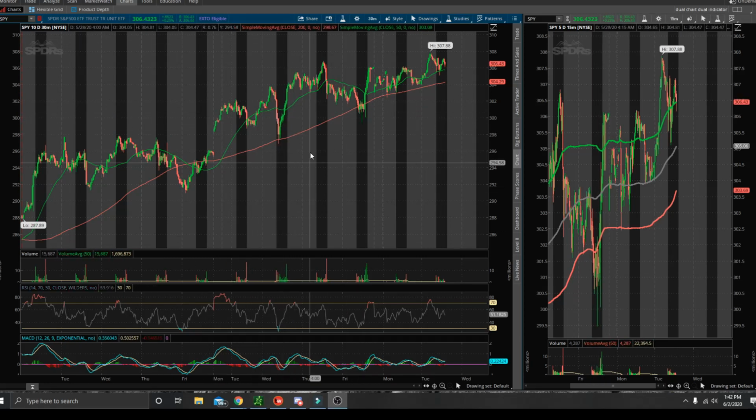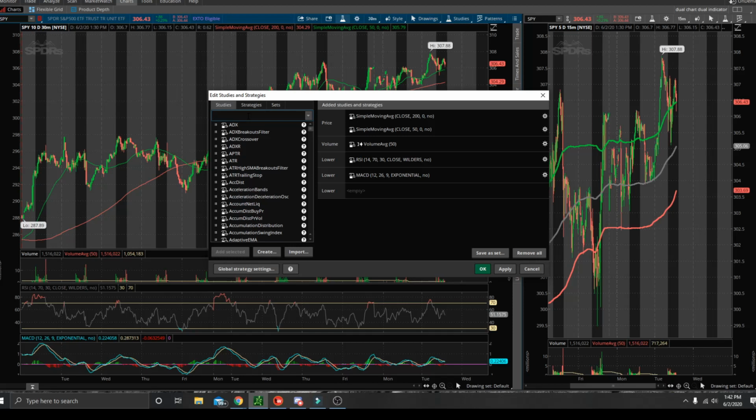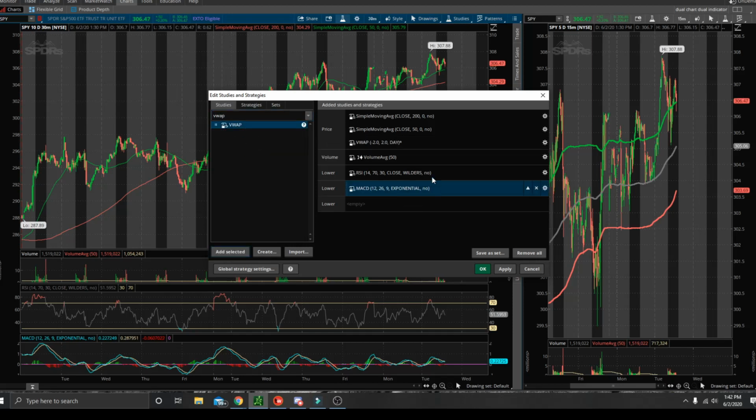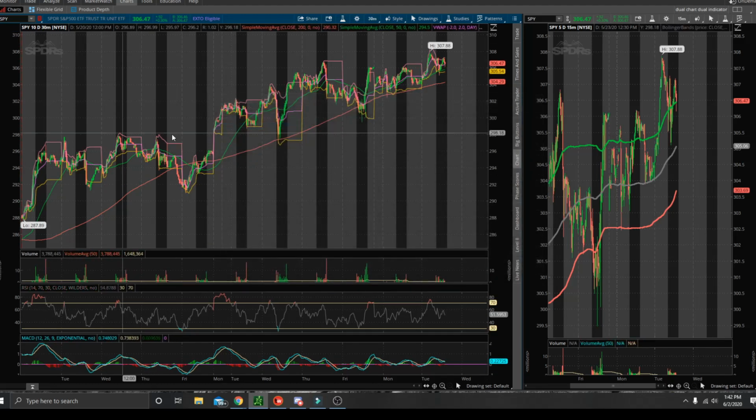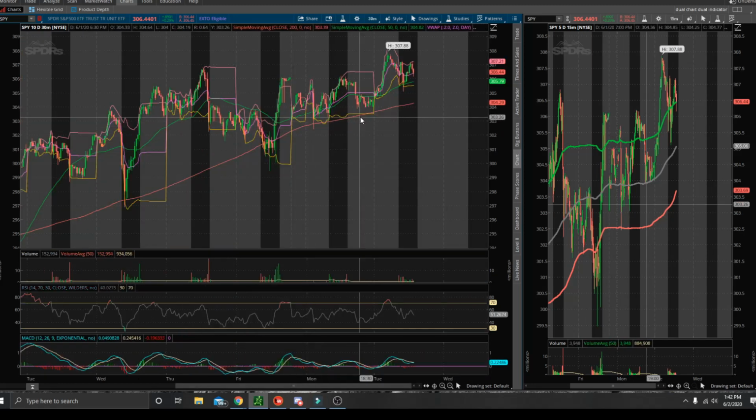So one more indicator that I like to use sometimes, I don't always use it, but I can add it here, the VWAP. So let's add that, add selected. Let's go here. Well, first you can see this is the VWAP. It's too many lines and too confusing for me.